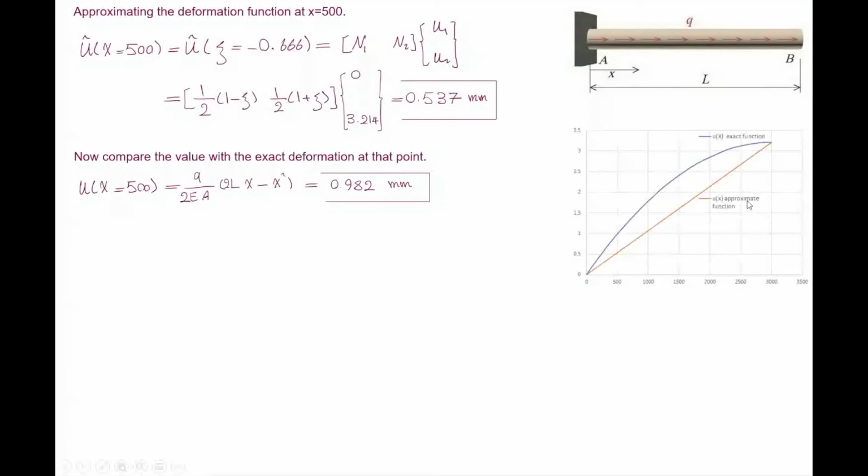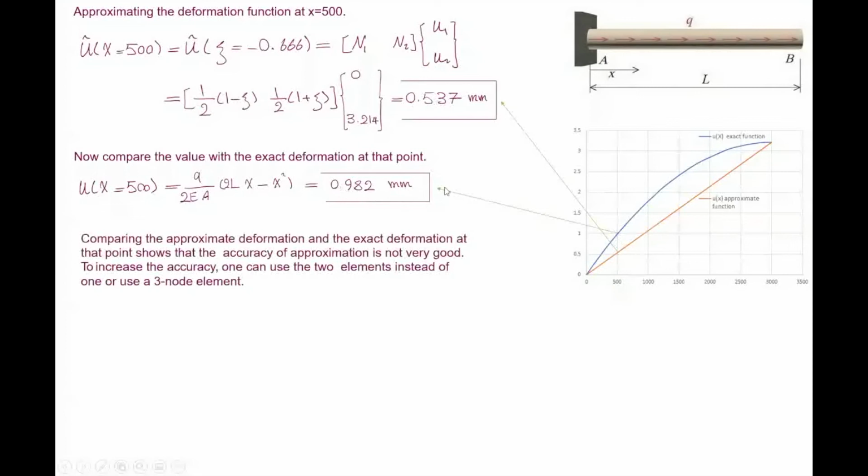If we draw the approximate function and the exact function, this is what we would see. The value of the approximate function at x equal to 500 is 0.537, and the exact function at that point is 0.982. Comparing the approximate information and the exact information shows that the accuracy of the approximation is not great. And that is simply because we tried to approximate this curved function using a line. And it is not a surprise that a line is not capable of representing that curved function properly. But how can we increase the accuracy of the approximation for this problem?